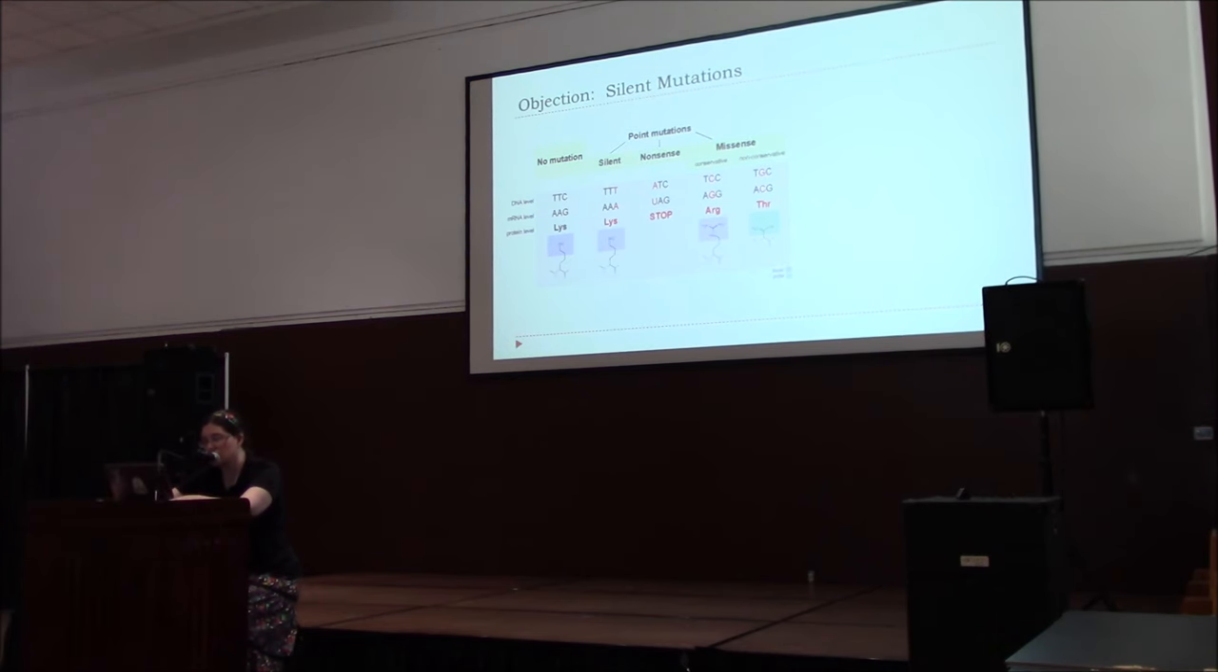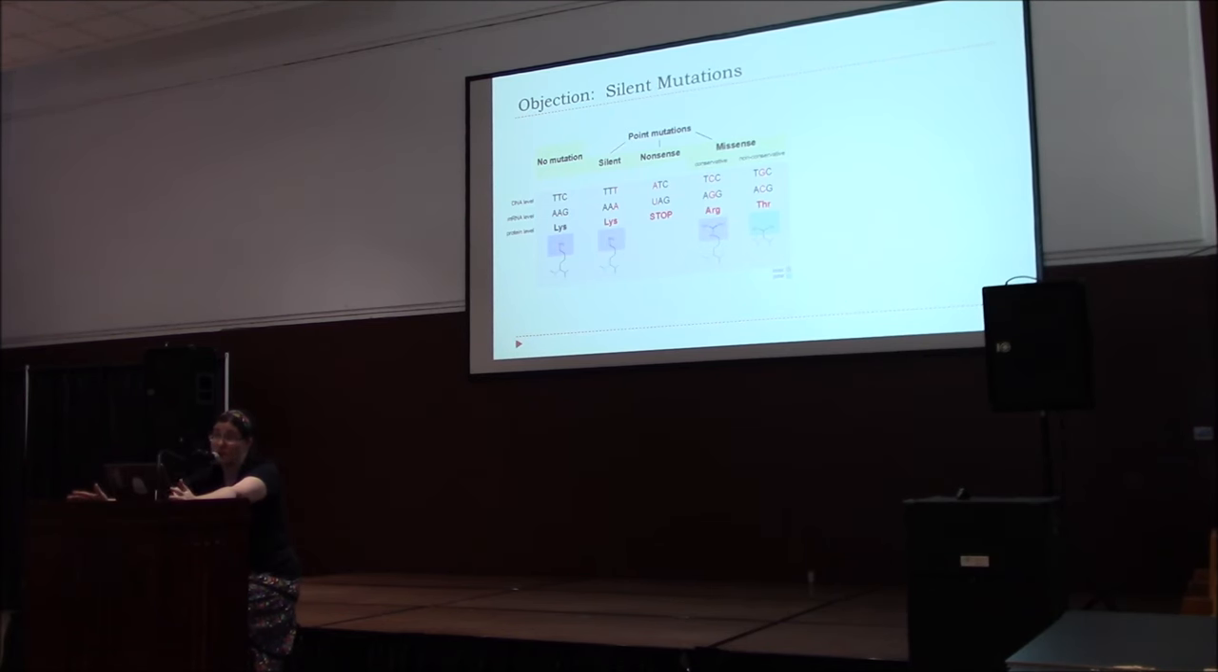So in this image, the original sequence is TTC, and the mutation is TTT, but both of those sequences of three code for lysine, so I don't have any change in the protein. So surely at least these mutations must be harmless, right? And it's always assumed that they were, because they're not causing any change in the protein. But they do actually alter the regulation of the gene, because there's something called codon bias.